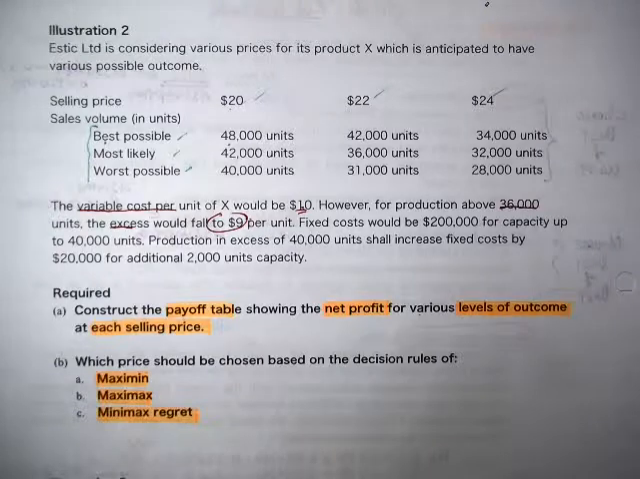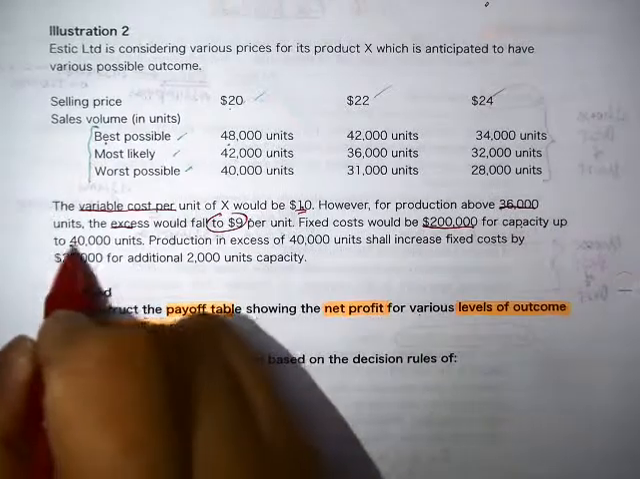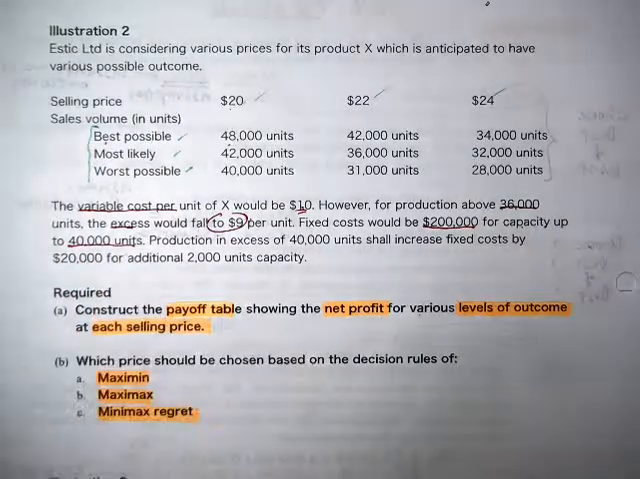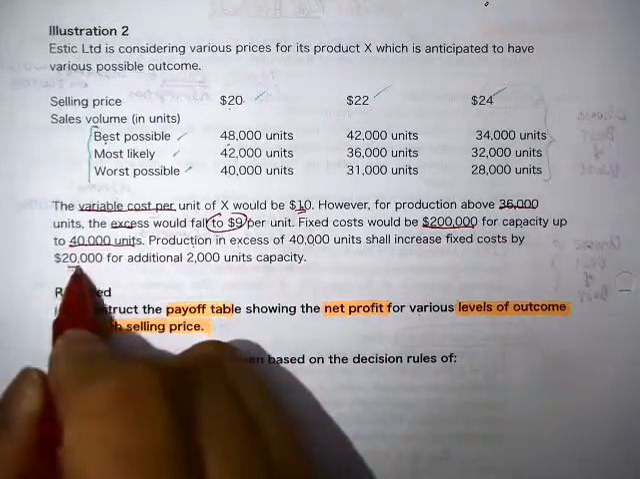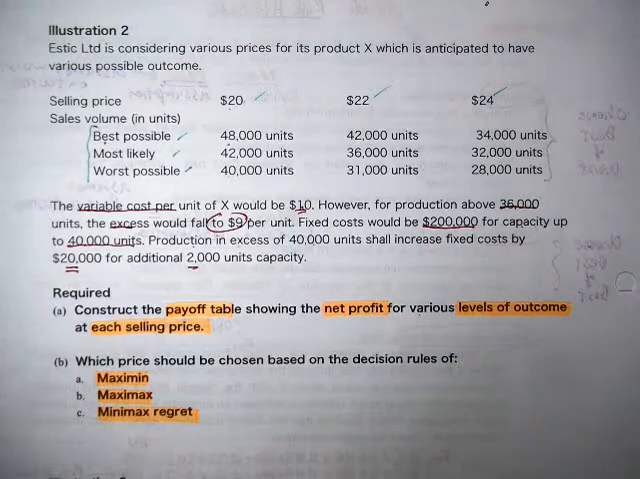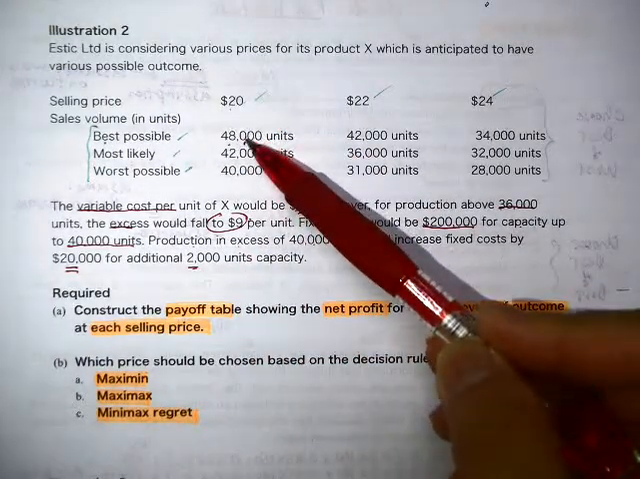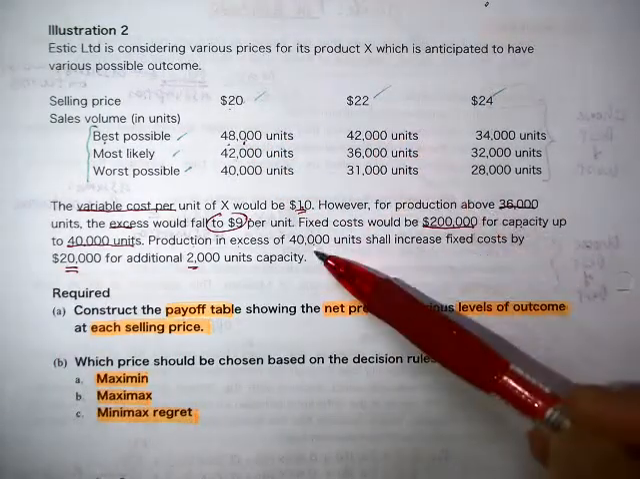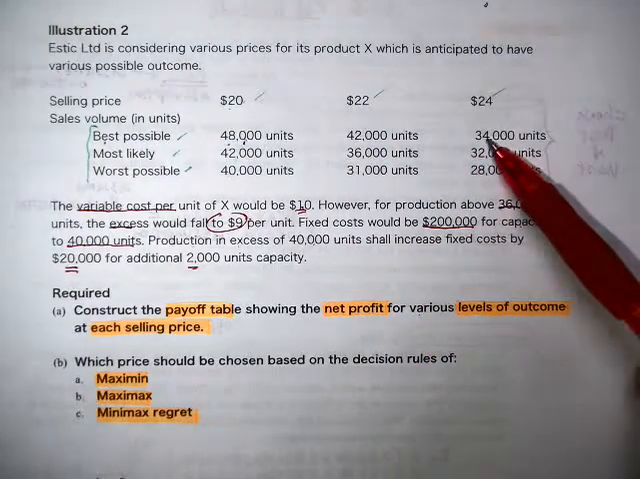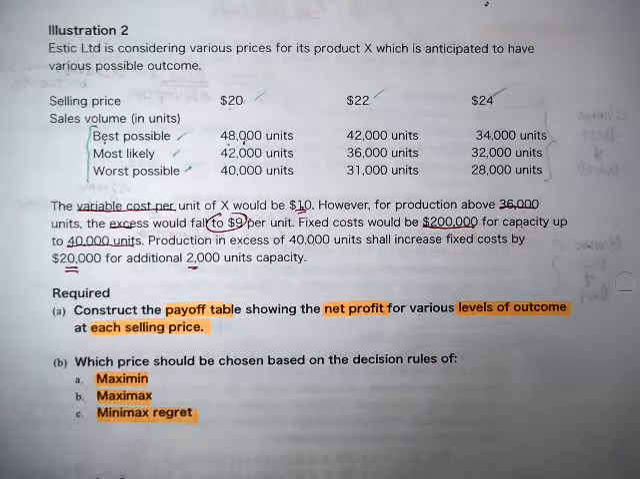Follow up, okay? Now the fixed cost will be 200,000, but it's only for capacity up to 40,000 units. So production in excess of 40 will increase the fixed cost by $20,000 for every 2,000. So for those cases, for example, 48K and 42K, the fixed cost will go up. This one will not go up, it's only up to 34. So you must see which one will be affected by the increase in fixed costs. Okay, so based on this, we must first work out the payoff table.